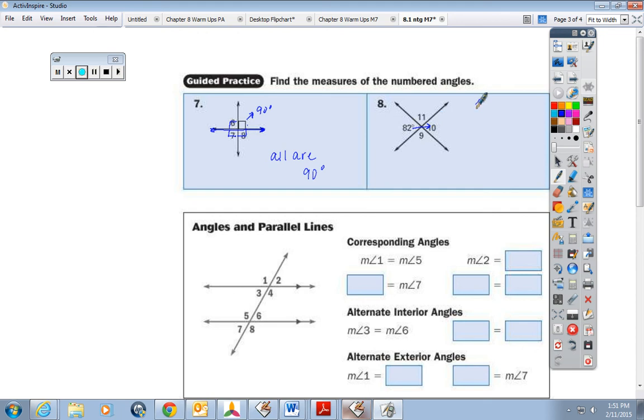Now, if you look here, 11 and 9 are also vertical angles, so whatever 11 is, 9 is going to be that too. Now, if you look here, draw your little rainbow, because we're on this line right here.